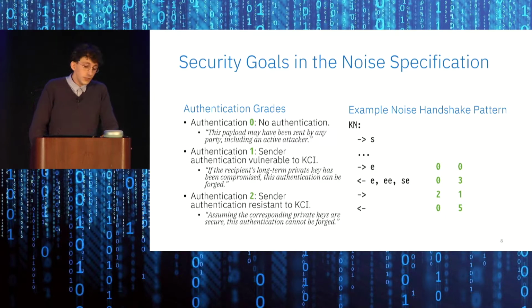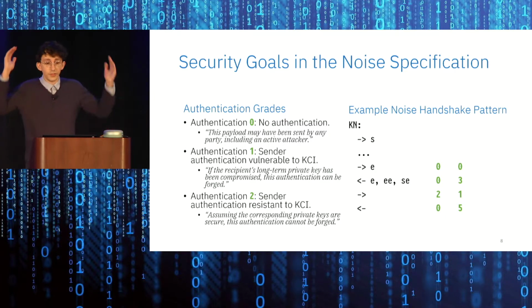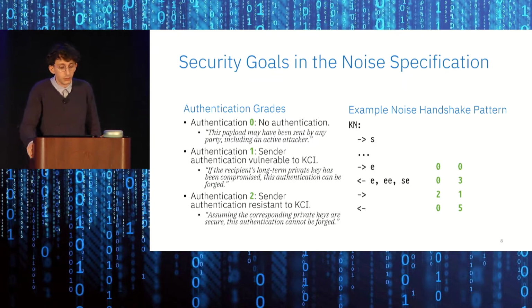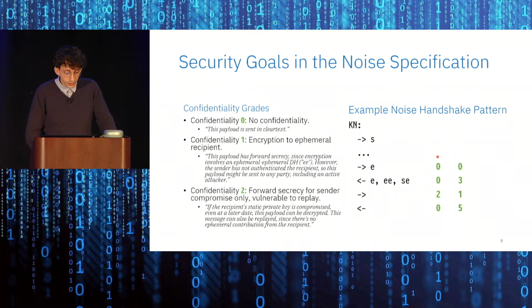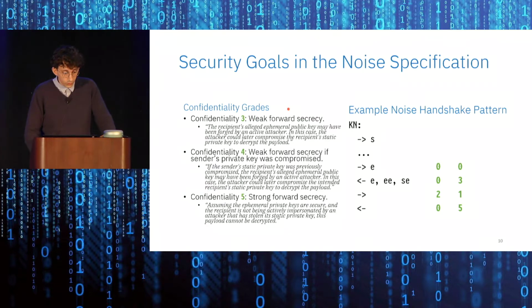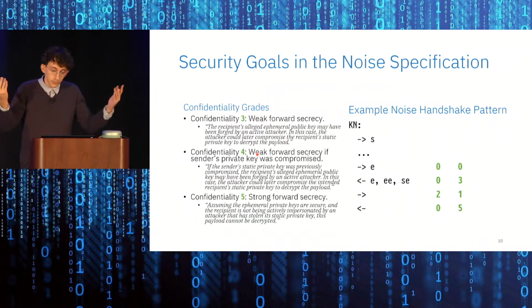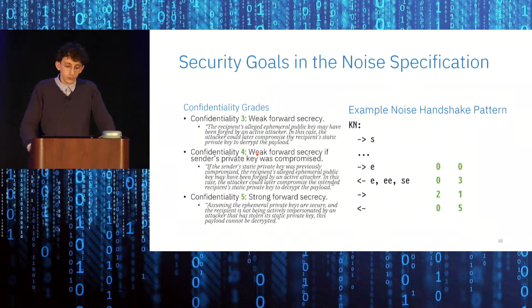So in terms of authentication grades, you can start with level 0, which is just no authentication. This payload may have been sent by any party, including an active attacker. And so here, this message has a 0 authentication grade. And you can go all the way up to 2, which is that assuming the corresponding private keys are secure, this authentication cannot be forged. With confidentiality, you can start with 0, which means that this payload is sent in clear text. And you can go all the way up to 5, which means strong forward secrecy, assuming the ephemeral private keys are secure, and that, of course, the recipient is not being actively impersonated in the middle of the session. Then this payload just simply cannot be decrypted. And you have a lot of weak forward secrecy stuff in between.